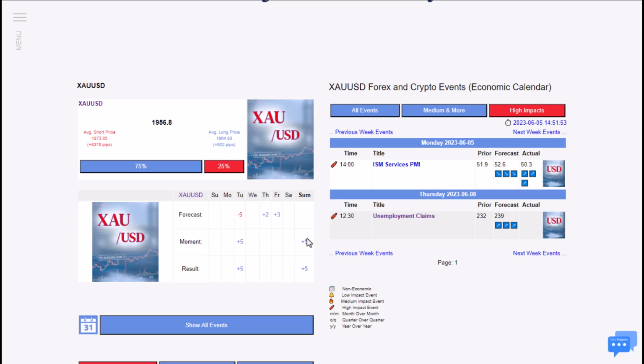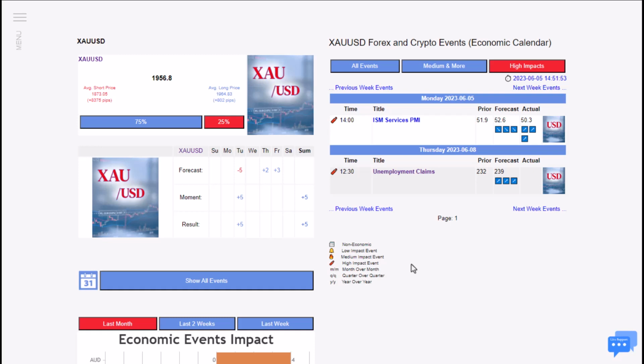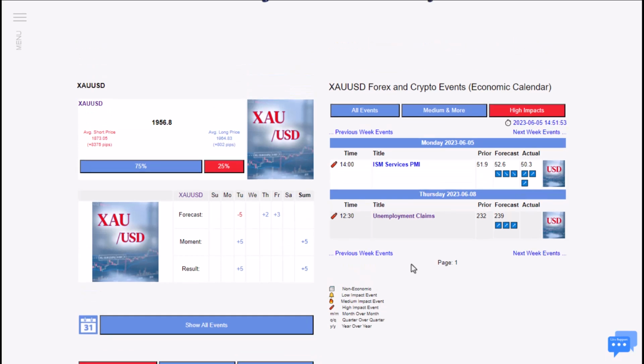And currently, from this chart down below, at the moment we have 5 positive points this week that are showing us there will be an increase in the price. And as you can see, on Thursday we have unemployment claims, which is going to help the price move to the upside. But as you all know, news is not enough, so let's head to the chart and see what we have.